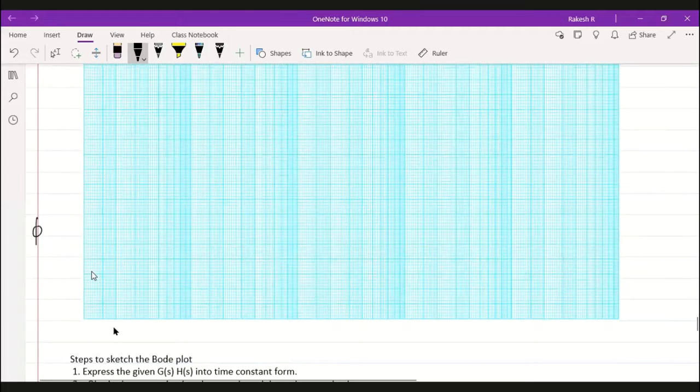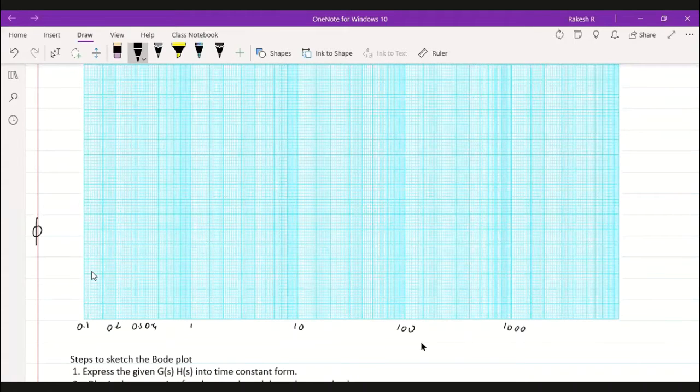Now, for the phase angle, always start from a point. No, not always. In most cases you'll be getting this as 0.1. This is 0.2, this is 0.3, this is 0.4, and so on up to 1. Then this becomes 10, this becomes 100, and this becomes 1000 here. Like this, we will get the phase angle. Sorry, this is the logarithmic sheet, that is log omega on the x-axis here.